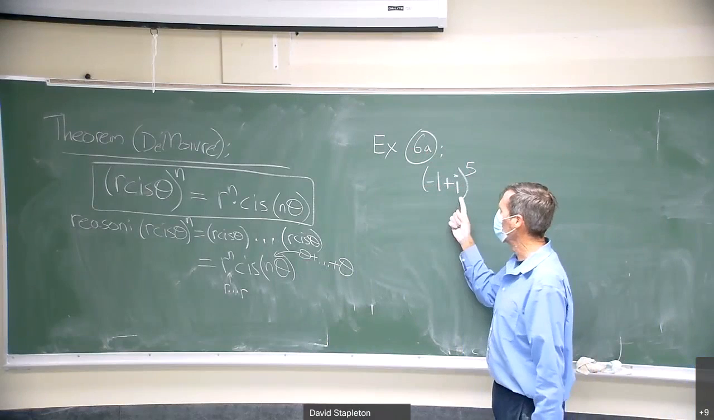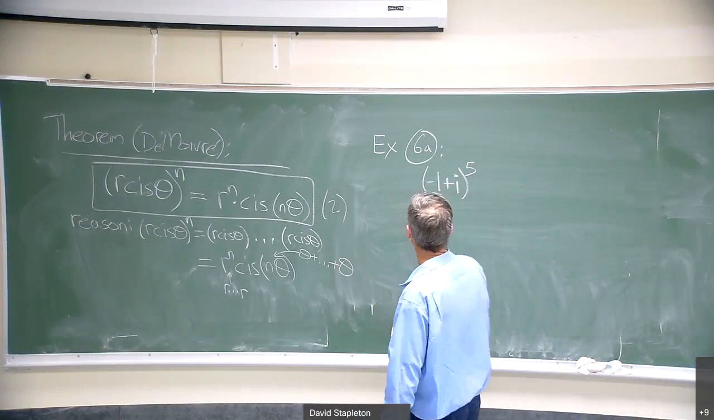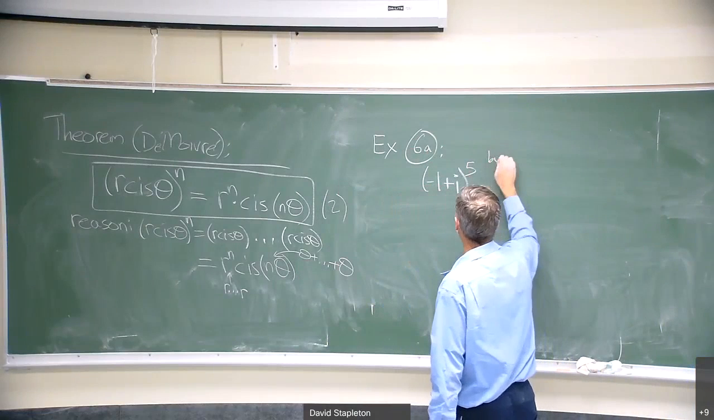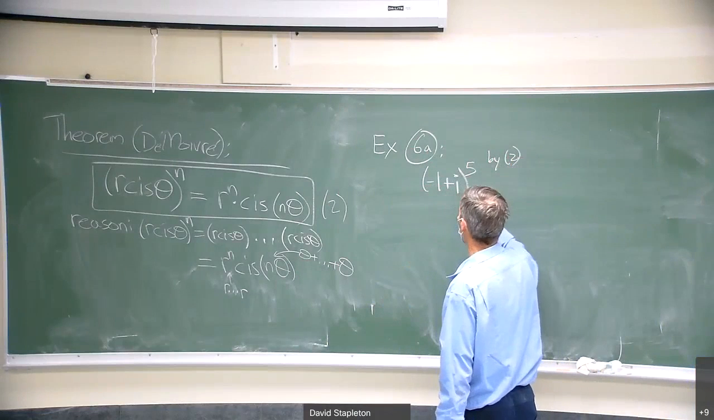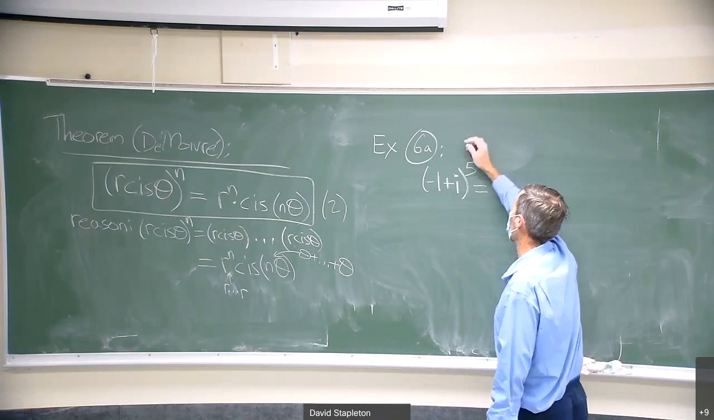But using de Moivre's theorem, we call it equation 2 or something, by equation 2, it tells you exactly what to do. You rewrite this first in its polar form, just to put this in the next step.